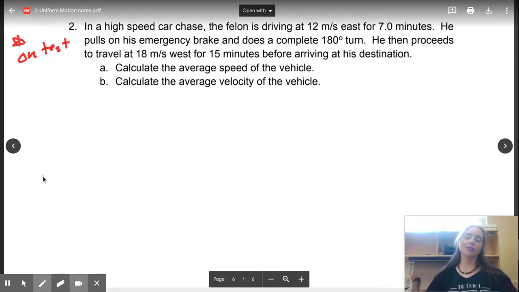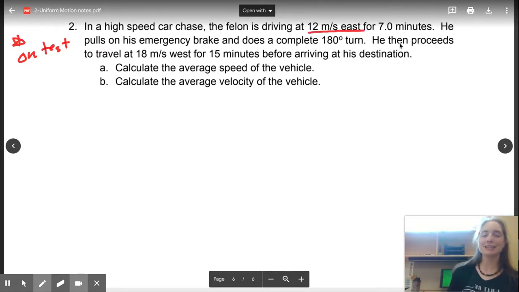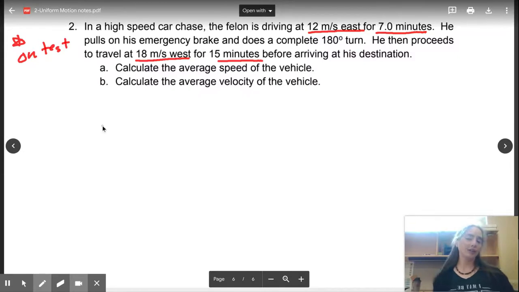So, here we go, ladies and gentlemen. In a high-speed car chase, the felon is driving 12 meters a second east for 7 minutes. He pulls on the emergency brake and does a complete 180-degree turn. He then proceeds to travel 18 meters per second west for 15 minutes before arriving at his destination. Calculate average speed, calculate average velocity.